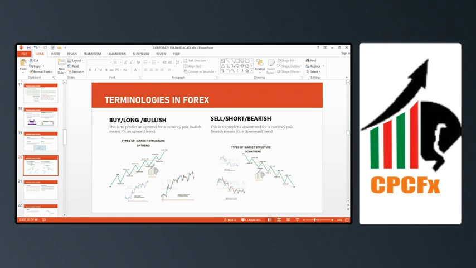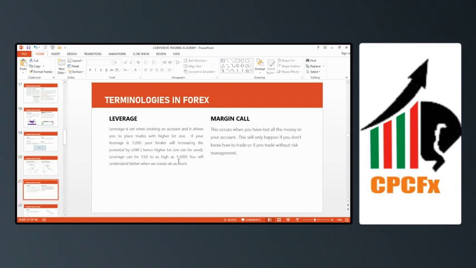So when you hear that we are on bear or we are on bull, know that if they say bear, the price is coming down, and if they say bull, the price is moving up. Okay, you'll still be hearing about leverage. Okay, good.